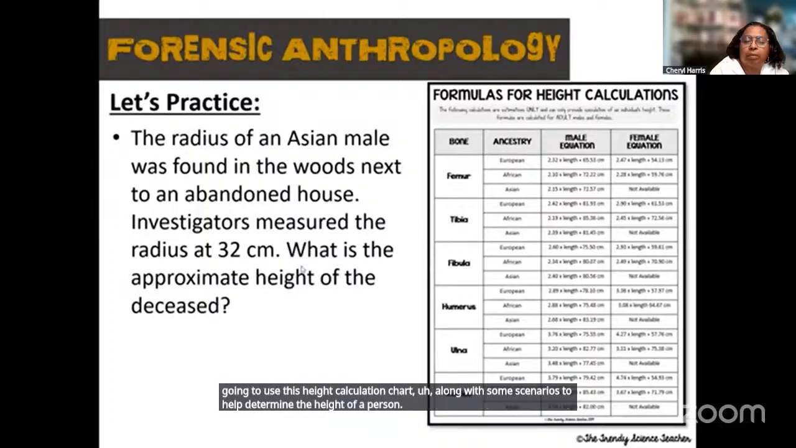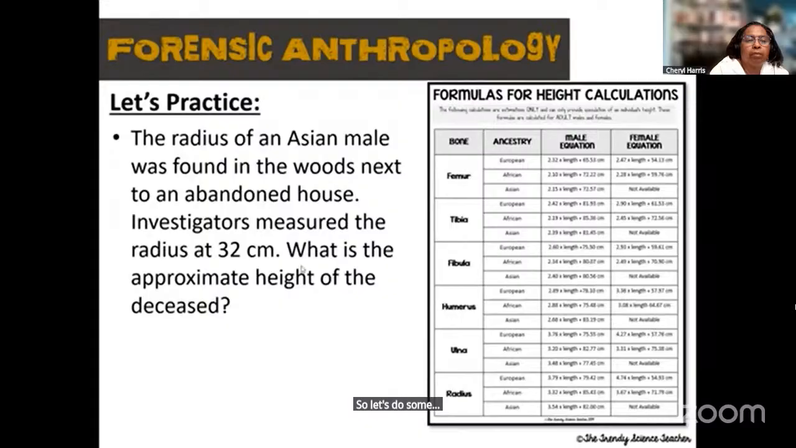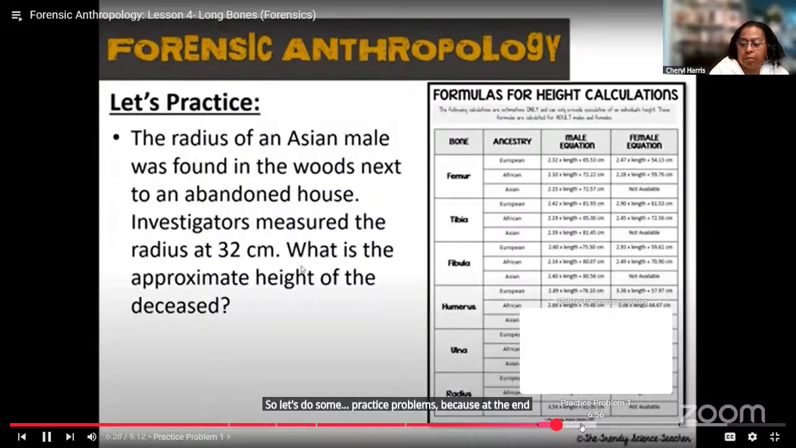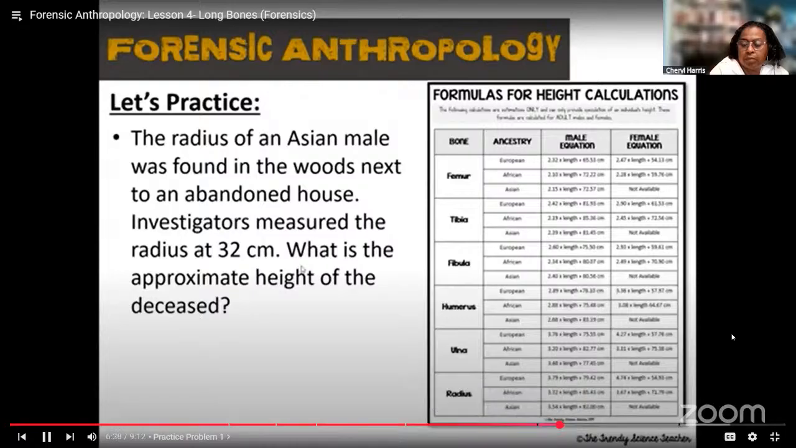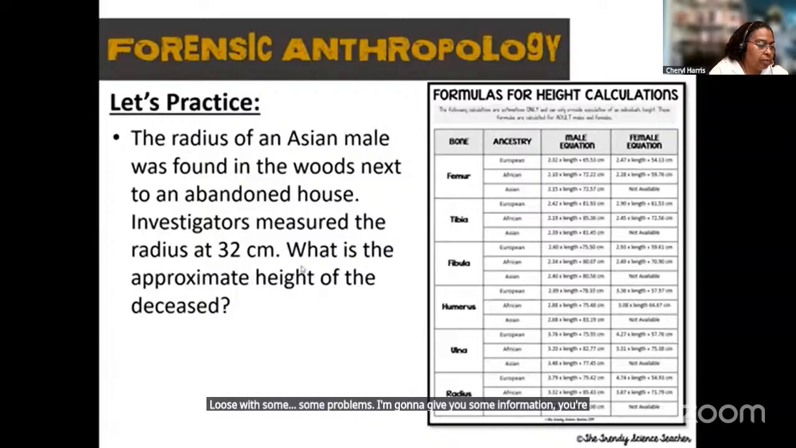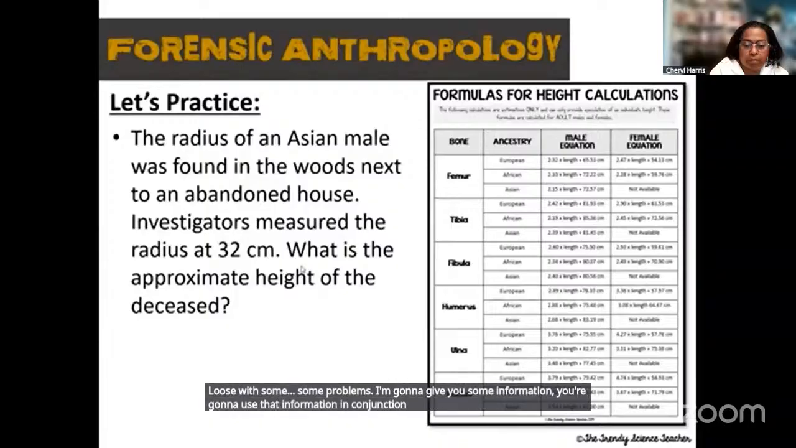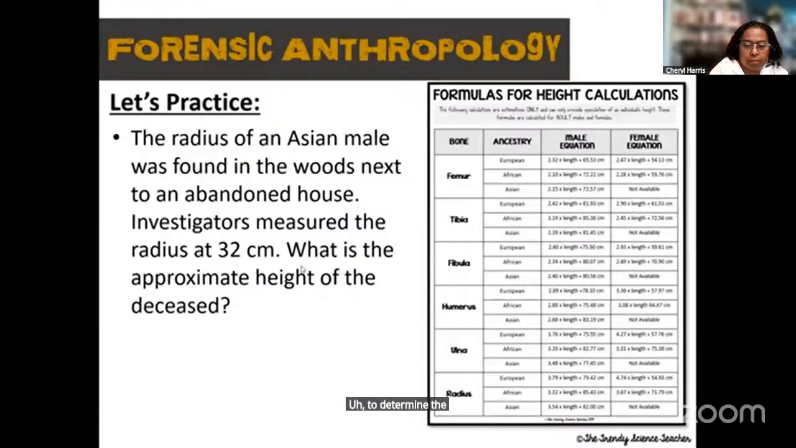So let's do some practice problems, because at the end of the lesson, I'm going to turn you loose with some problems. I'm going to give you some information. You're going to use that information in conjunction with the height calculation chart to determine the height of a known bone or an unknown person. All right, so here is our first practice problem.